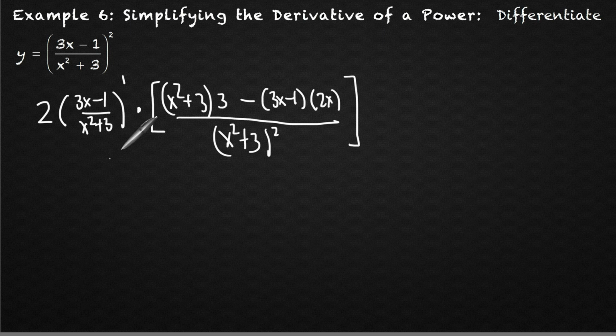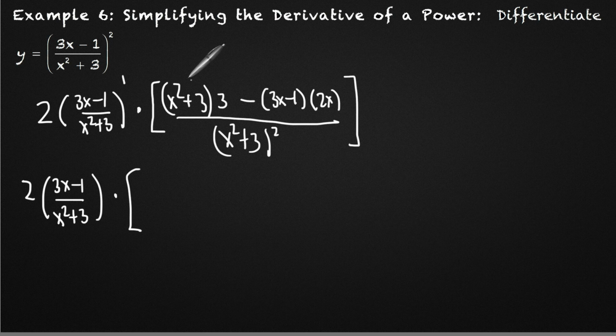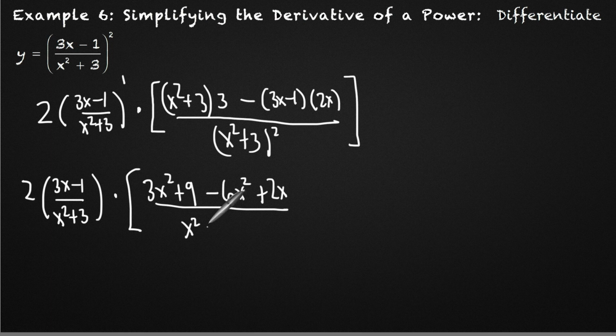All right, let's see if we can clean this up a little bit. So that's going to give us 2 times (3x minus 1) over (x squared plus 3). And let's go ahead and distribute this in here. So that's going to give us a 3x squared plus 9. And then we have a negative 2x times 3x, which is going to give us a negative 6x squared. And then a negative 2x times a negative 1 is going to give us a positive 2x. And all of this is still over x squared plus 3 all squared.